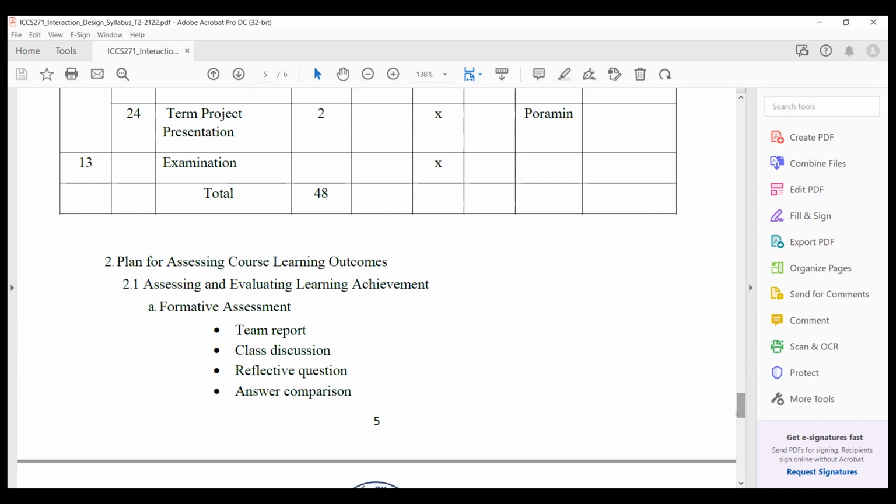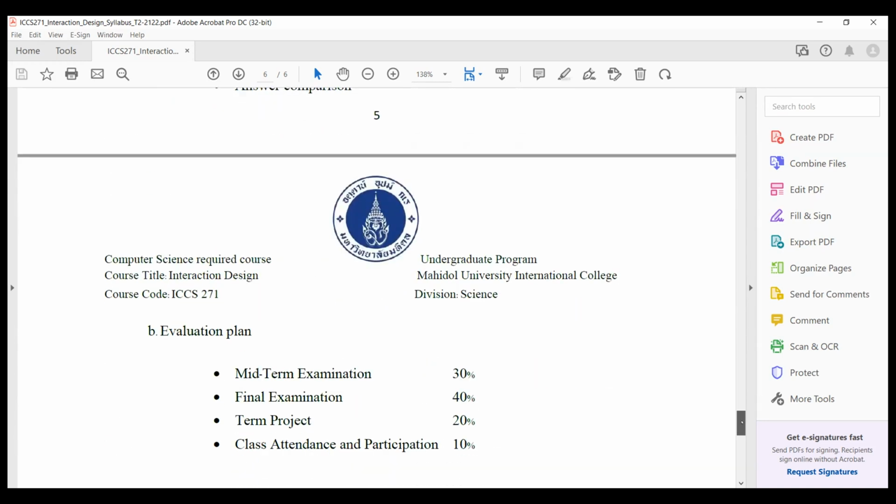So the plan for assessing course learning outcomes: we assess and evaluate learning achievement by having formative assessment and our team report, class discussion like case studies, reflective questions, and answer comparison.